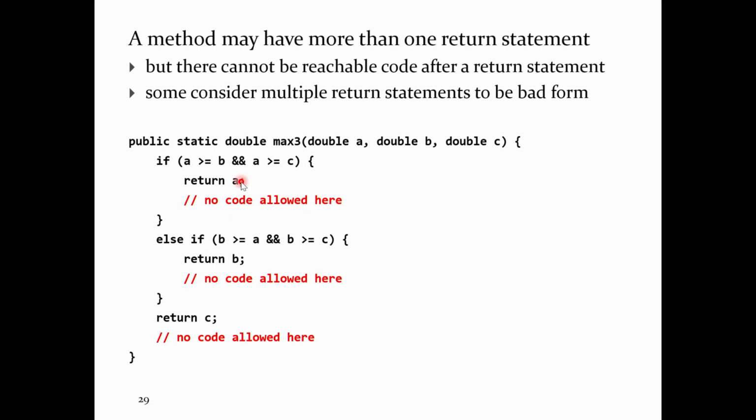Now, after a return statement, remember the method stops immediately after the return statement runs, so you're not allowed to put any code immediately after the return statement. So after returning A, you can't put anything here. You can put a comment there, but you can't put any meaningful code there. If you do put some code there, the compiler will refuse to compile your code. It'll say this code is unreachable. It's unreachable because you've got a return statement here, and that ends the method. So similarly, no code allowed here.